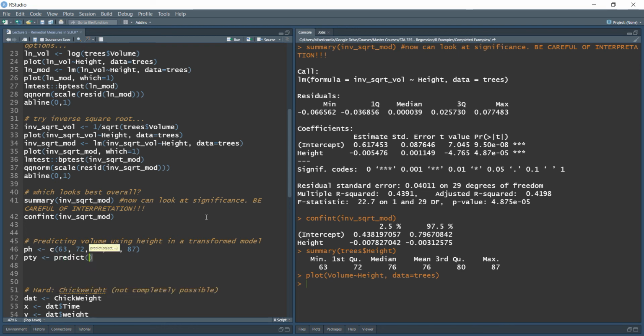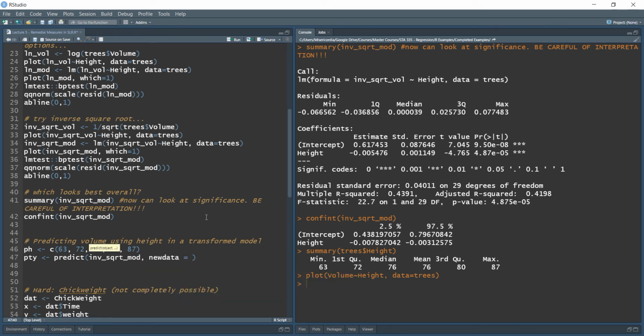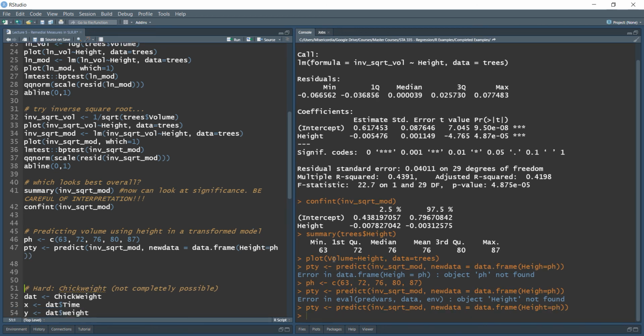And so I'm going to predict the inverse square root model. And recall that I have to give new data as a data frame. And this is going to be height is going to equal my pH values. Oh, and I didn't enter that yet. Oh, height. I misspelled. There we go.